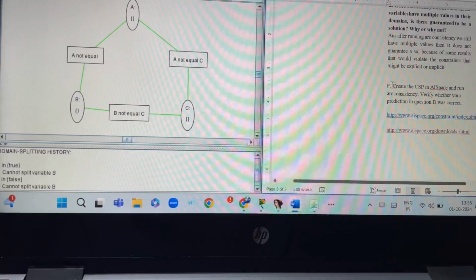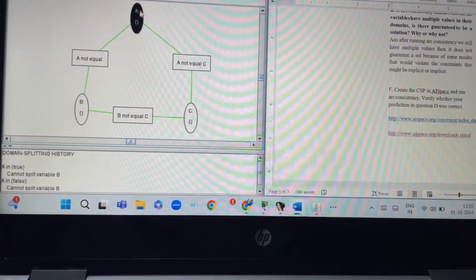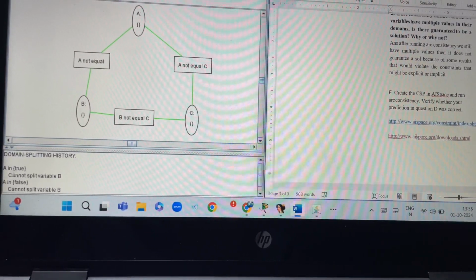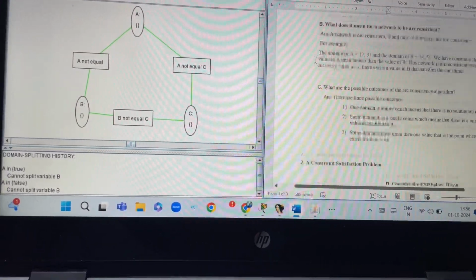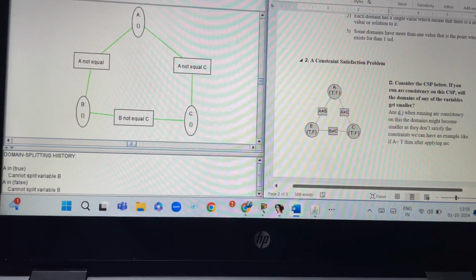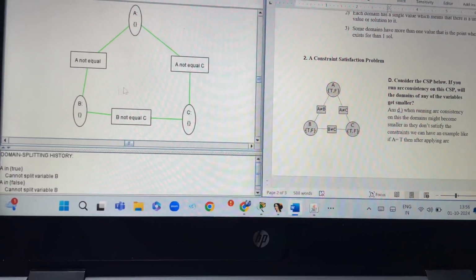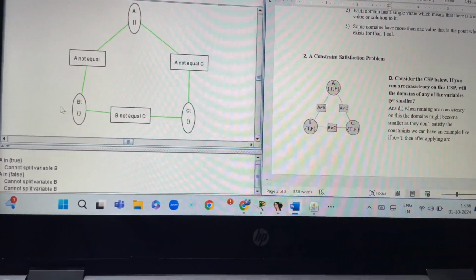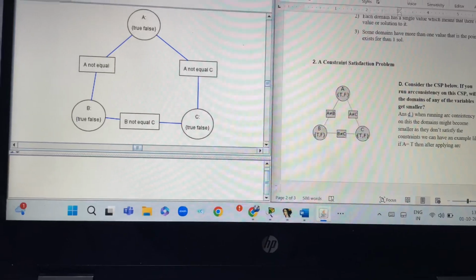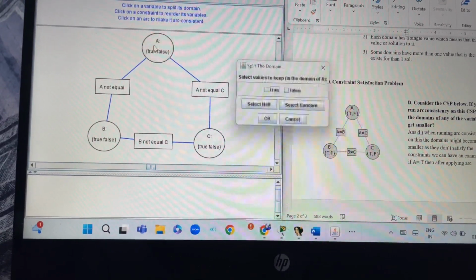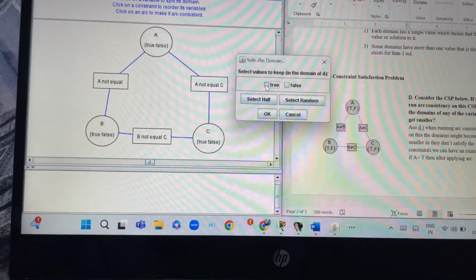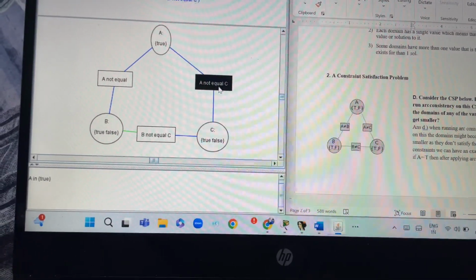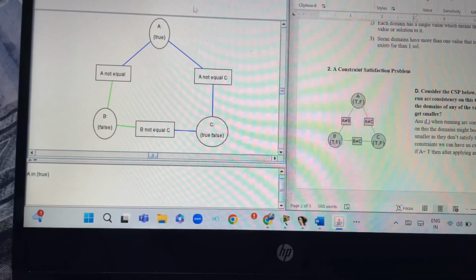So I created the last part, CSP in the AIspace, and after running the whole scenario I got this answer: if A is true, which I explained here, then B would not split as it would be false, and similarly C. So if I reset it and I put the constraint to be true, okay, and I press auto solve, you can see how it's running.